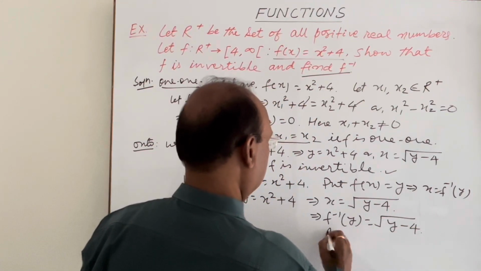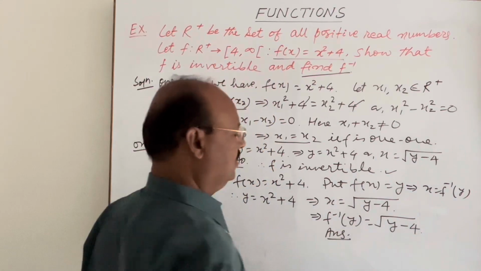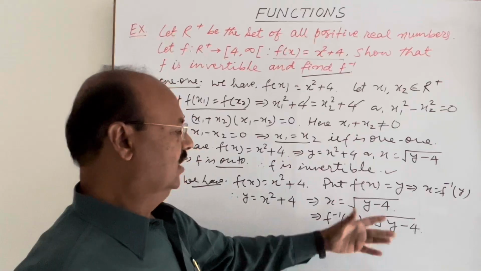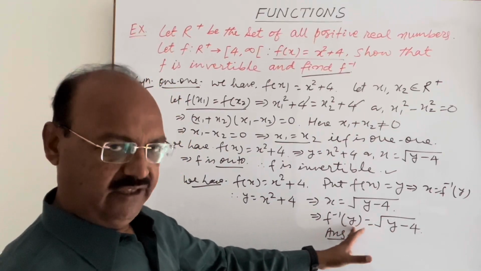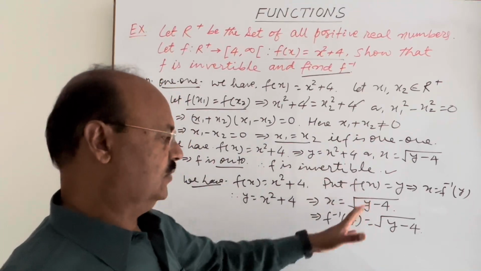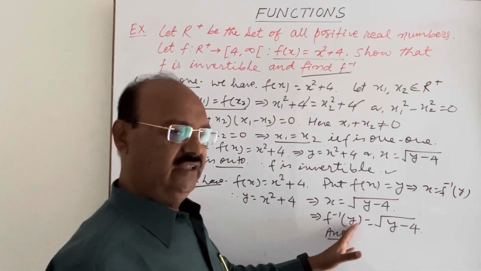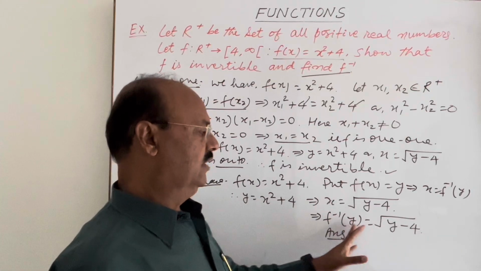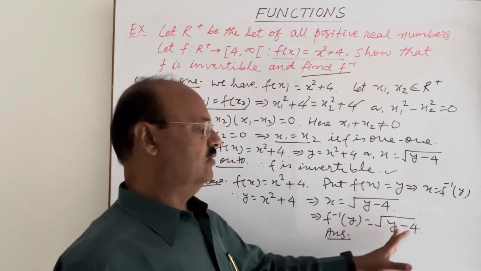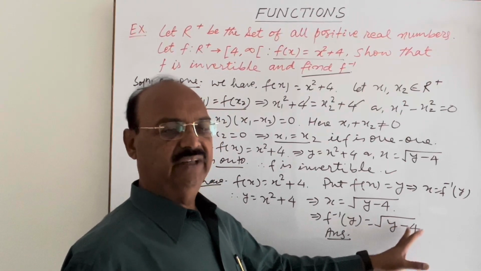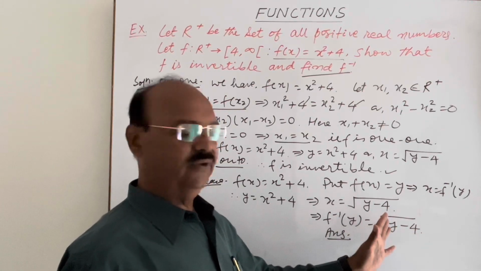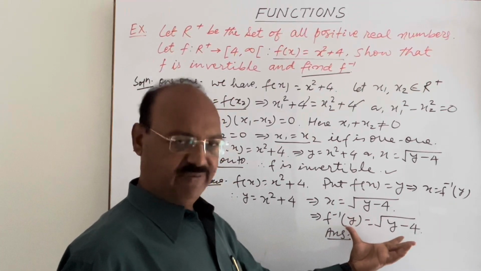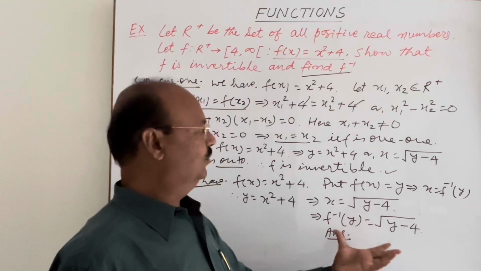This is the answer. This is the value of the inverse function. It means that with respect to y in the range of the function f, you will get pre-image square root of y minus 4 in the domain of the function f. So this is the value of the inverse function. Hope you understood it.